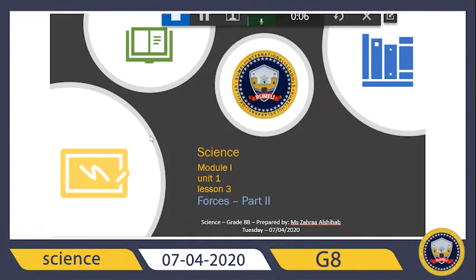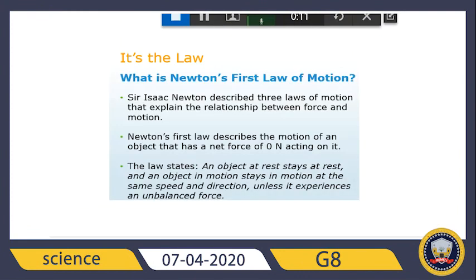Today inshallah we'll continue with lesson number 3, forces. So let us start. Guys, force and motion actually are related, and a British scientist called Sir Isaac Newton explained this relationship between force and motion with 3 laws of motion. Today we'll discuss Newton's first law, Newton's second law, and Newton's third law of motion. So let's start with Newton's first law of motion.